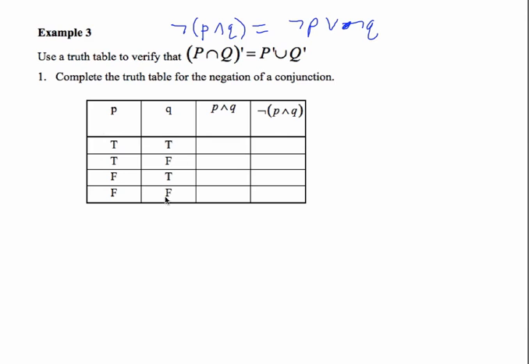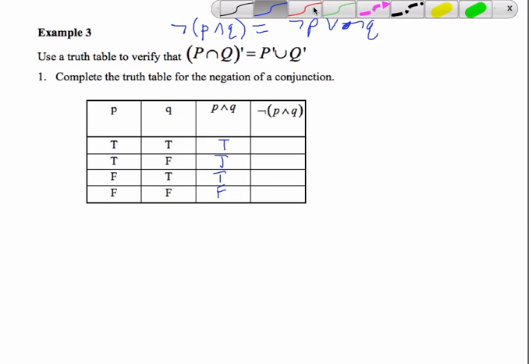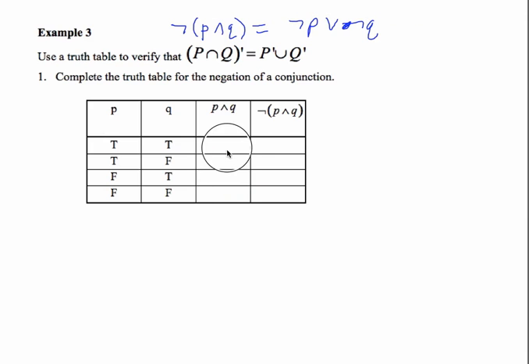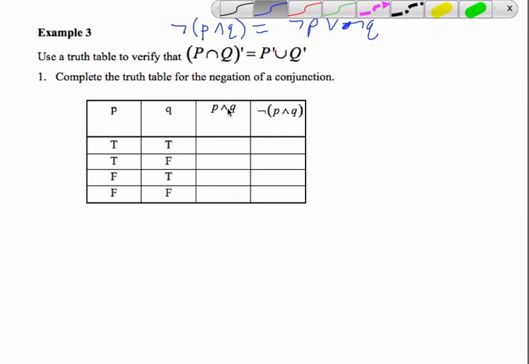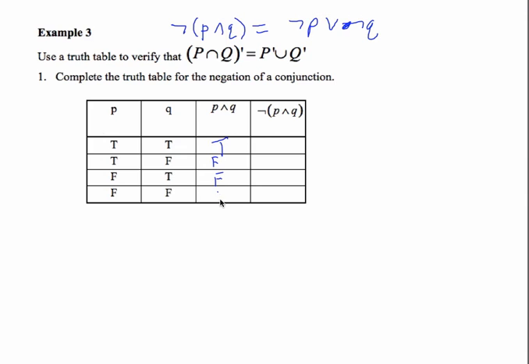So we have P and Q. We have the 4 possibilities of P and Q. And what we have here is not (P and Q). So we start off by doing P and Q, and then we can figure out not (P and Q). I made a little bit of a mistake there. Sorry. P and Q is only true if they're both true. So it's true, false, false, false.